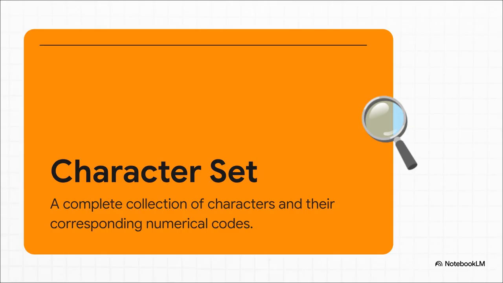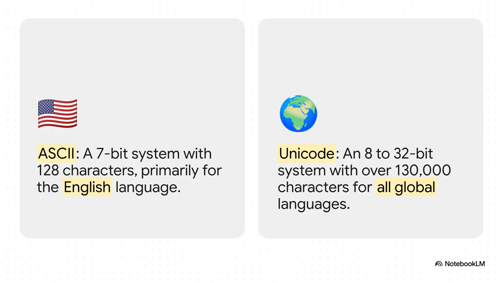You can think of a character set as basically a giant dictionary that a computer uses. It's a standard list that assigns a specific number code to every single letter, symbol, and punctuation mark you can type. When you press a key, the computer just sees the number. For decades, the main standard was something called ASCII, but as a 7-bit system, it only had room for 128 characters, which was fine for English, but totally inadequate for a global internet.